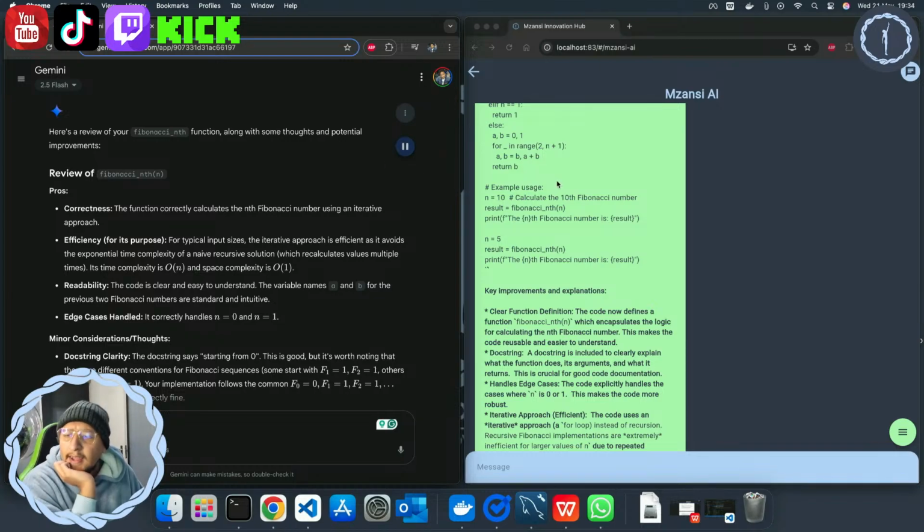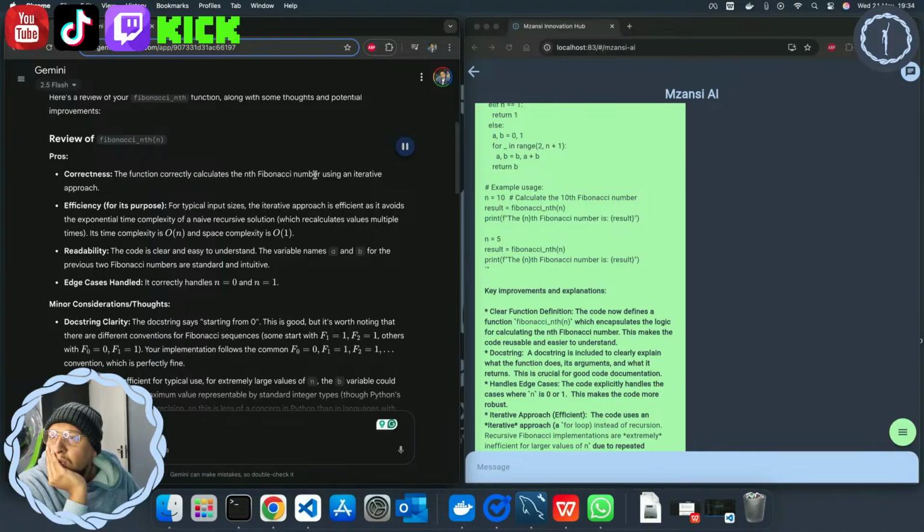Here's a review of your Fibonacci nth function, along with some thoughts and potential improvements. Review of Fibonacci nth. Pros. Correctness. The function correctly calculates the nth Fibonacci number using an iterative approach. Efficiency. For typical input sizes, the iterative approach is efficient as it avoids the exponential time complexity of a naive recursive solution, which recalculates values multiple times. Its time complexity is O(n), and space complexity is O(1). Readability. The code is clear and easy to understand. The variable names a and b for the previous two Fibonacci numbers are standard and intuitive. Edge cases handled. It correctly handles n equals 0 and n equals 1.